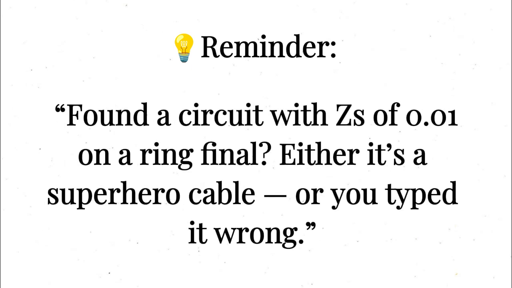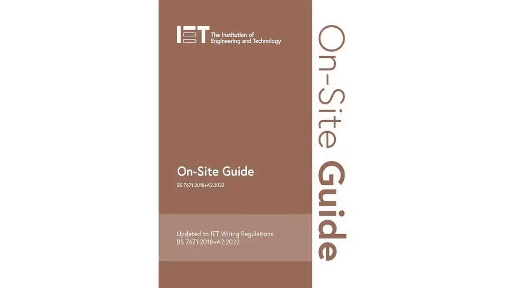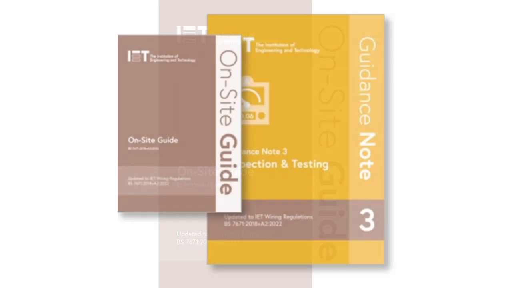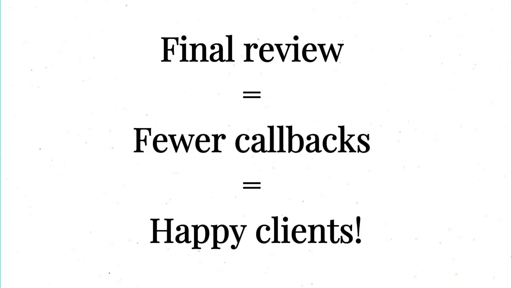Found a circuit with Zs of 0.01 on a ring final? Either it's a superhero cable or you typed it wrong. Also, take a moment to cross-check your results with GN3 or the on-site guide. It's better to spot the oddity now than have it flagged during an audit. Final review equals fewer callbacks equals happy clients and assessors.